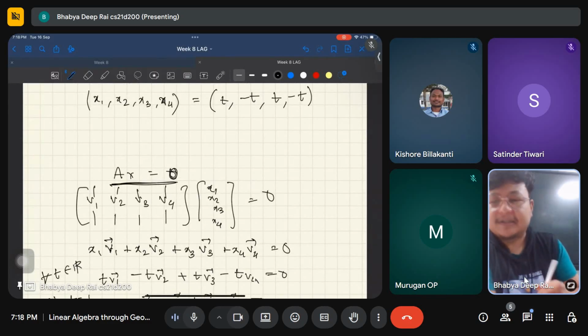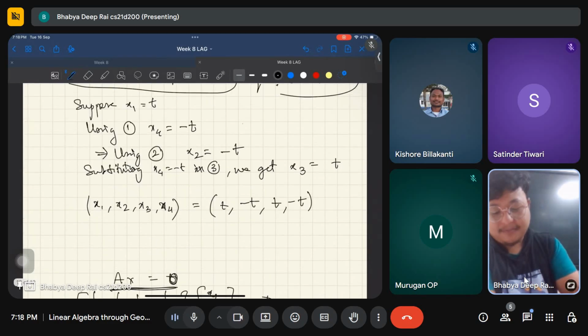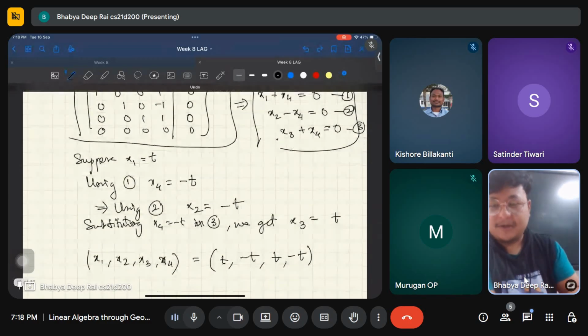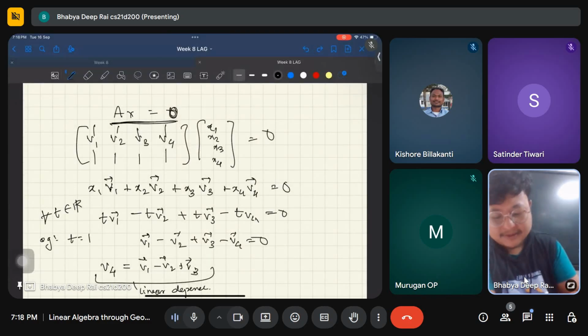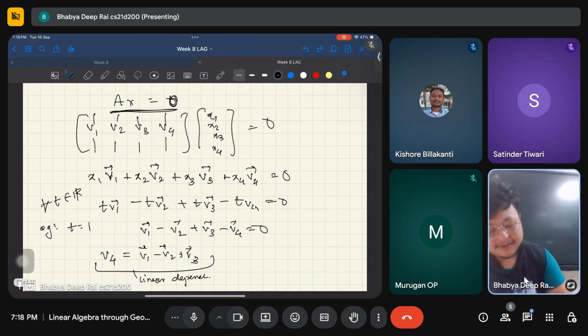It is simply Ax equals 0, because on the right we are putting all zeros, on the left we are putting the coefficient matrix. So it's just asking what is the set of x1, x2, x3, x4 that will lead it to 0. And what did we get? We get that for any t you take, such that you take t times v1 minus t times v2 plus t times v3 minus t times v4.